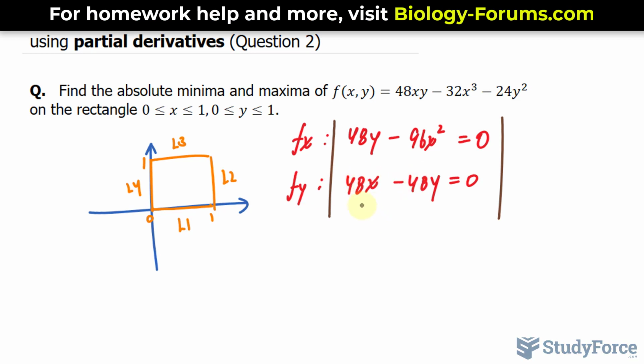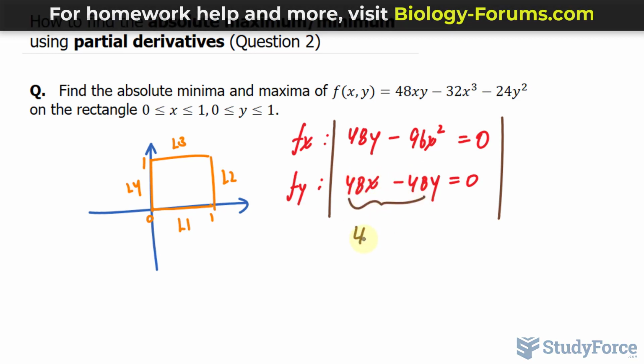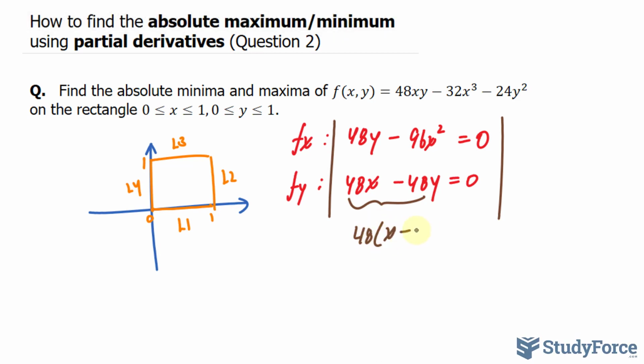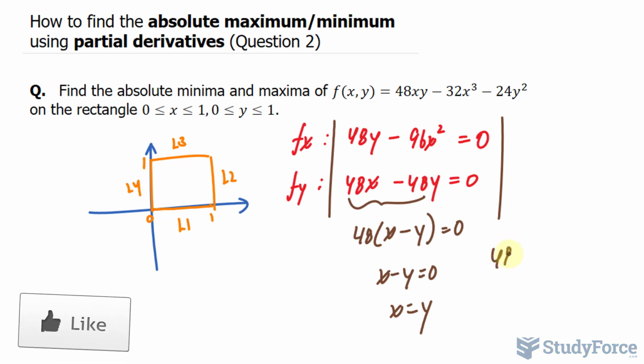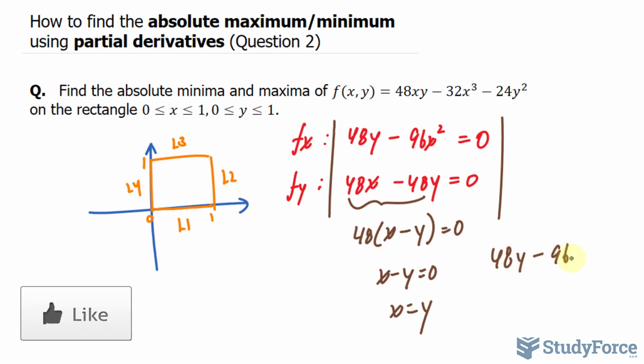I'll factor out a 48 from these two terms. I get 48 bracket x minus y. Dividing out both sides by 48, the 48 factor goes away, leaving me with x minus y is equal to 0. Bringing that y term over, y is equal to x, and vice versa. Next, I will substitute the content of x, which is y, into here. I end up with 48y minus 96y to the power of 2 is equal to 0.